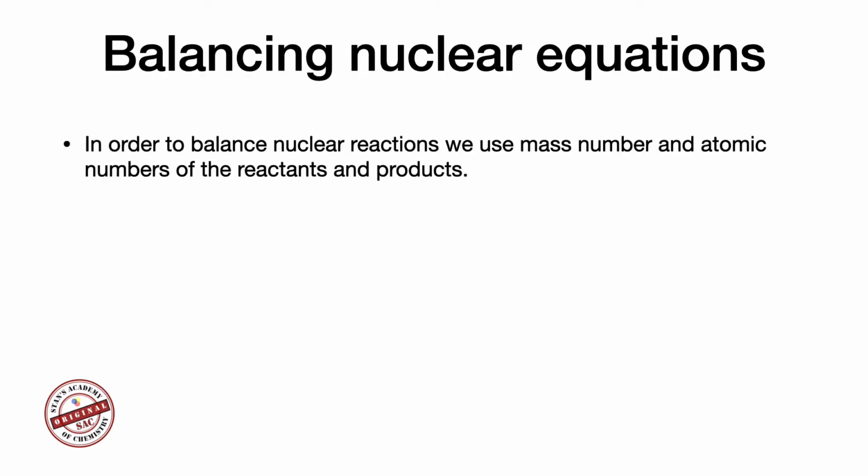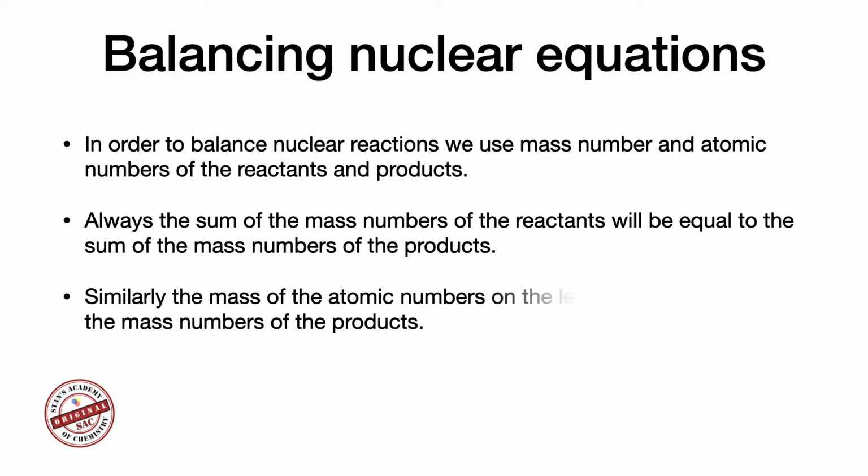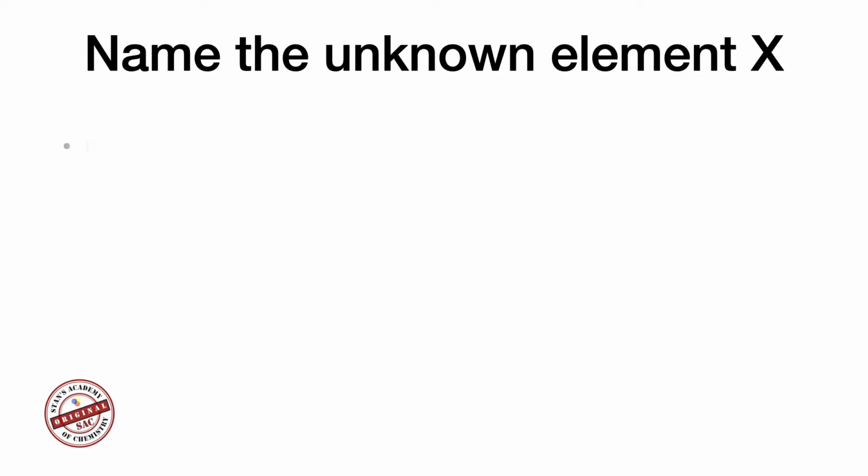Balancing nuclear equations. In order to balance nuclear reactions, we use mass number and atomic numbers of the reactants and products. Always the sum of the mass numbers of the reactants should be equal to the sum of the mass numbers of the products. That's the first point. And the second one is the sum of the atomic numbers of the reactants should be equal to the sum of the atomic numbers of the products. So having these 2 points in mind, we can actually balance nuclear reactions. Let's look at an example.